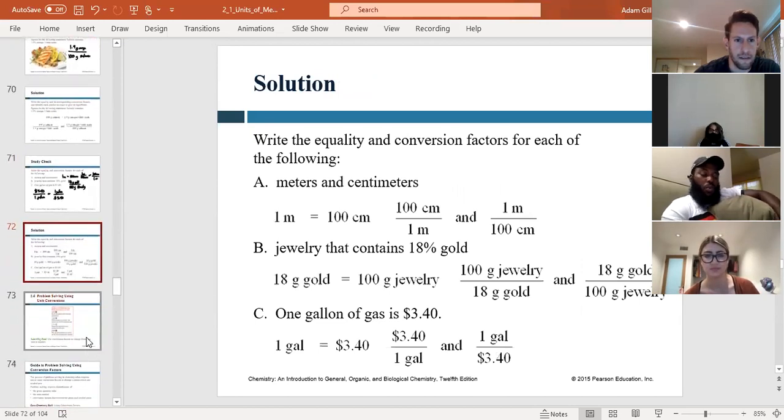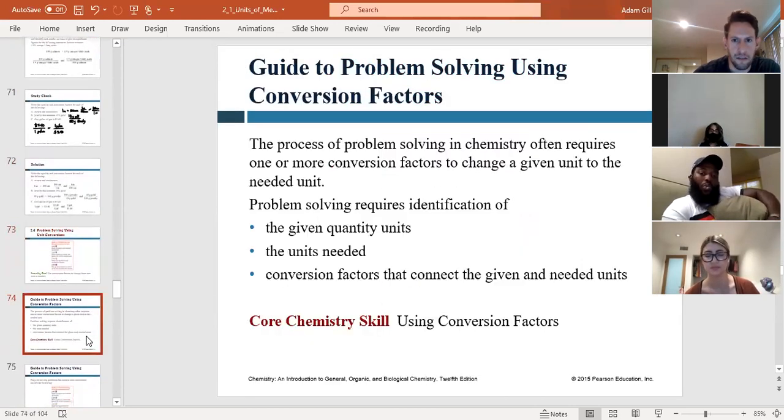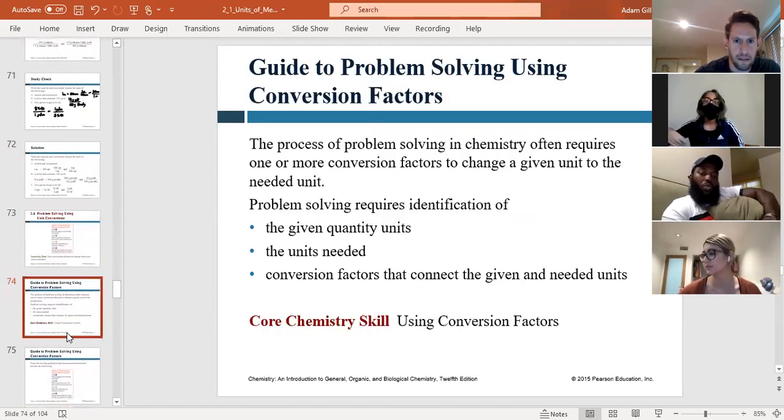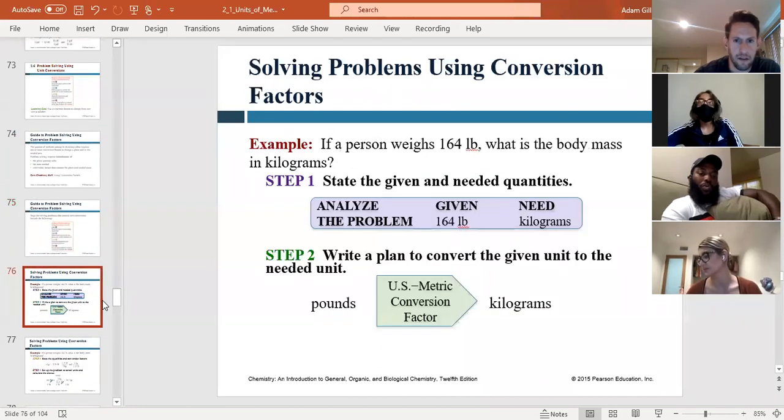All right. So let's skip ahead here. Let's do a practice problem. If a person weighs 164 pounds, what is their mass in kilograms?